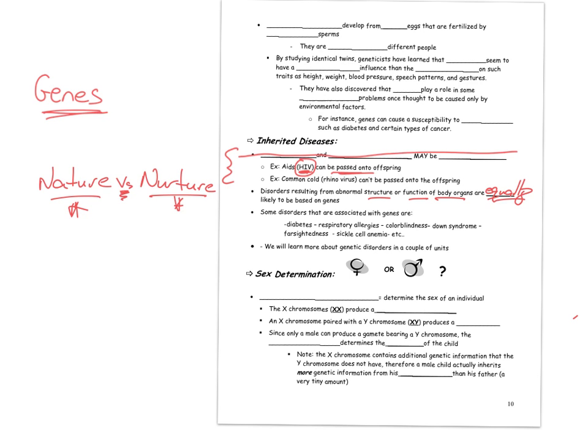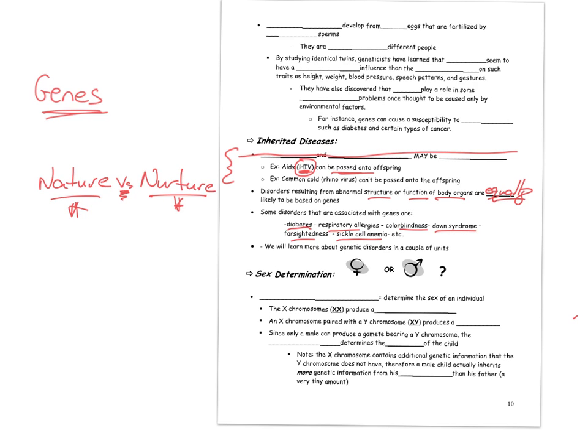Some disorders associated with genes are diabetes. These are for sure, this is all correct, and we've gone over sickle cell and how that works. We've talked about Down syndrome being three copies of chromosome 21. And diabetes, we haven't really talked about yet, but we will. But these are all inherited, and they're all based on genes. And there's many, many, many of them.